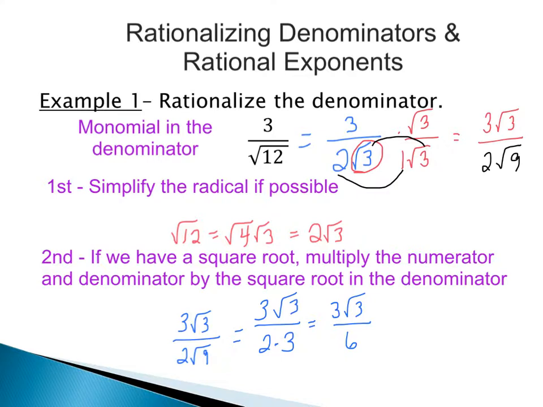And then next we want to reduce. So our last step is just to simplify the fraction that we have. So finally we would end up with 3 and 6 would just reduce to 1 and 2. So the 2 would be in the denominator. So our final answer would just end up being square root of 3 all over 2. So that's rationalizing the denominator if we have a monomial square root in the denominator.